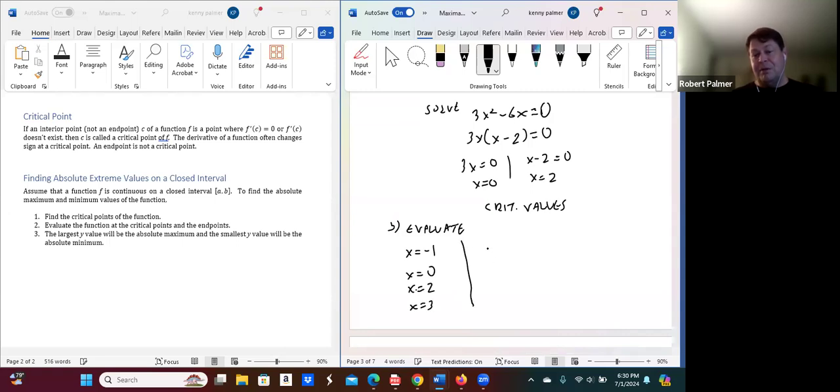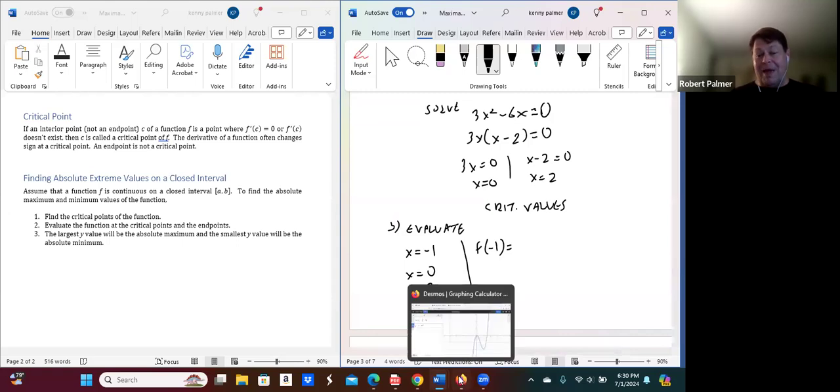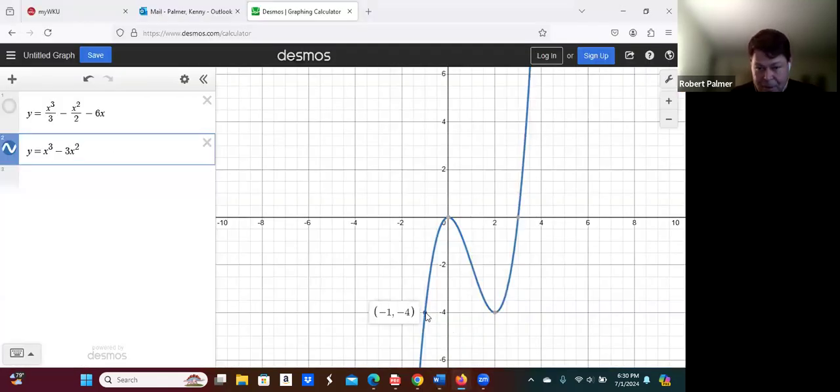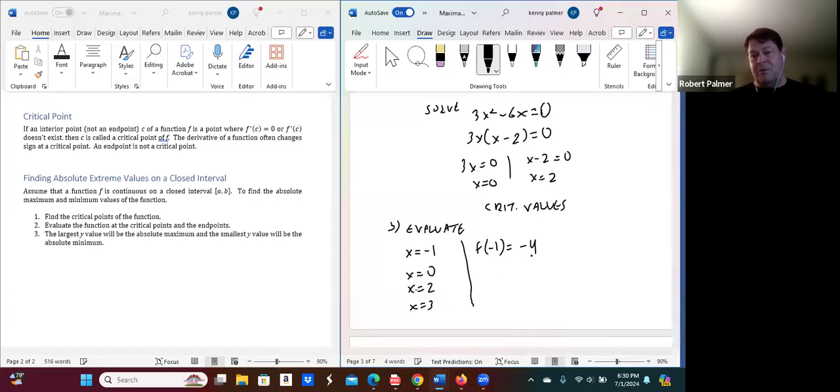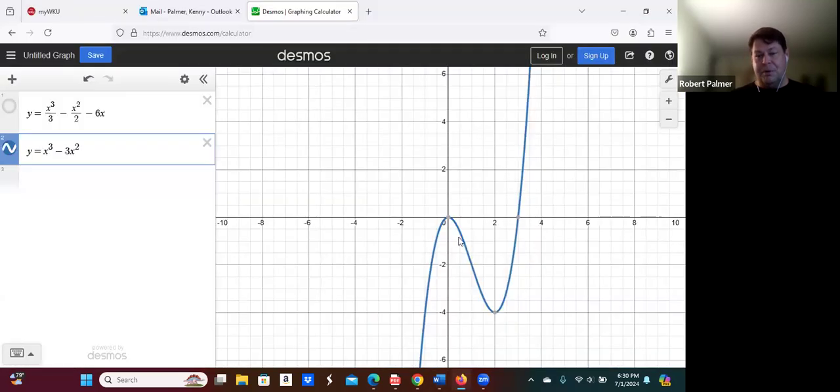So basically what we need to do is make a little table, then f of -1. Of course, you can plug that into the calculator or do it by hand. Let's see if we can get that from the graph. This point right here, when x is -1, y is -4. F of 0, I believe that was just 0. Yeah, 0. And then here 2, -4, then 3, 0.